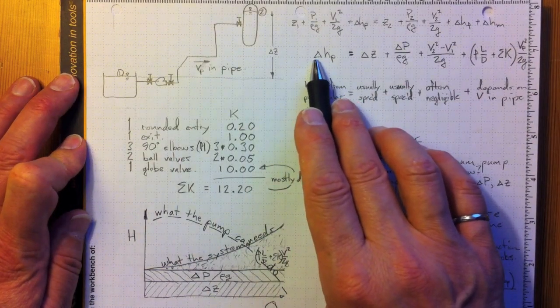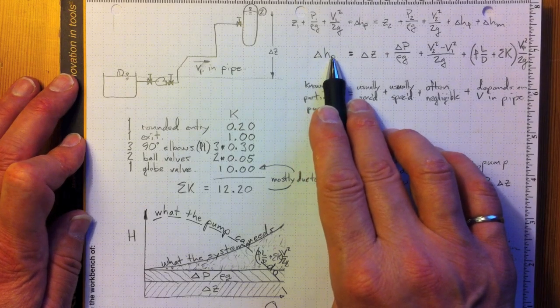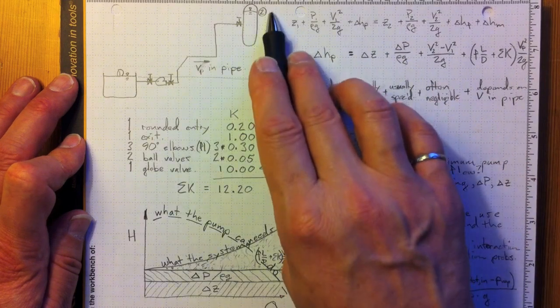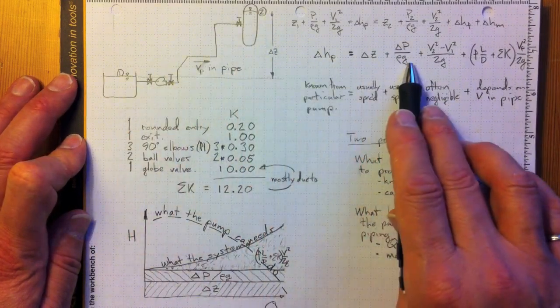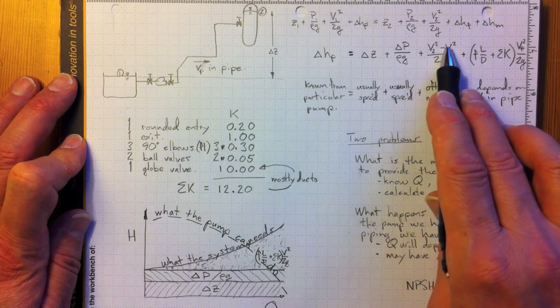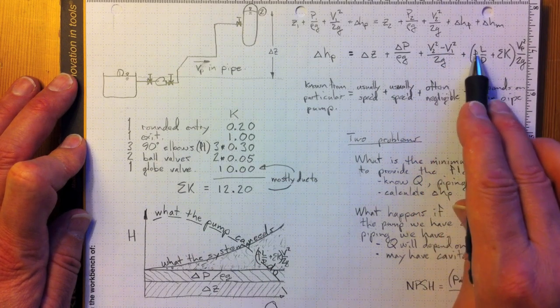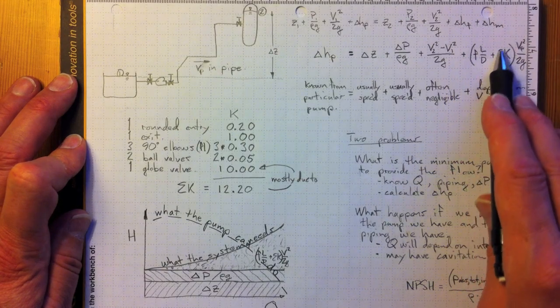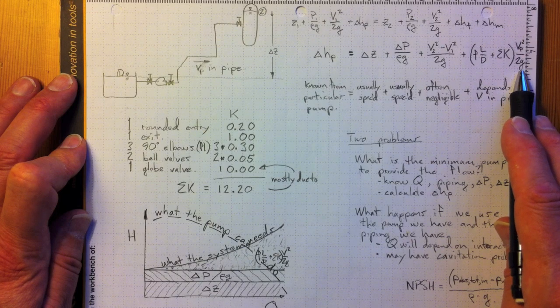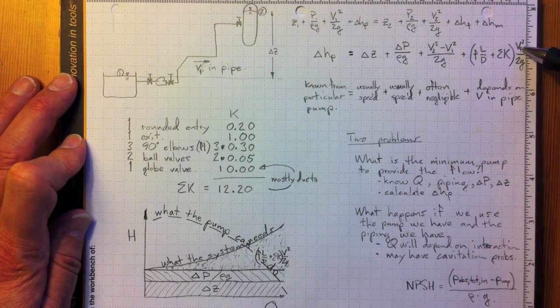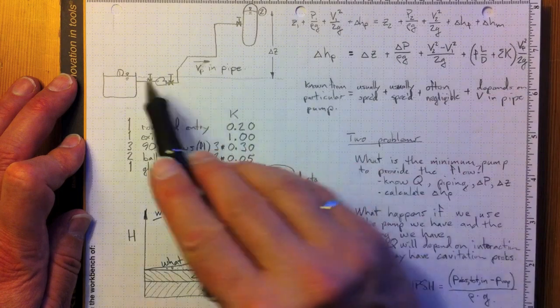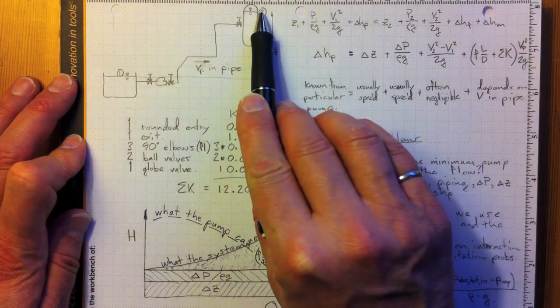So if we rearrange that, we wind up with delta H for the pump must be equal to delta Z plus delta P over rho g, so the elevation difference and the pressure difference, plus V2 squared minus V1 squared over 2g, plus FL over D, V squared over 2g, plus sigma K, V squared over 2g. Now keep in mind that the V squared over 2g in the loss terms is the velocity in the pipe, not the velocity necessarily at location 1 or location 2.